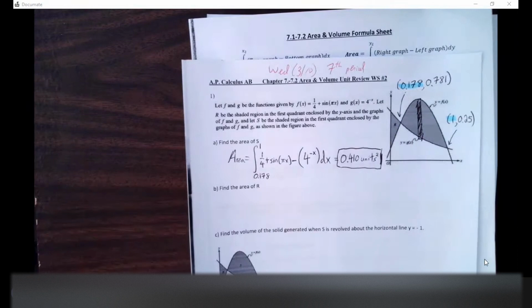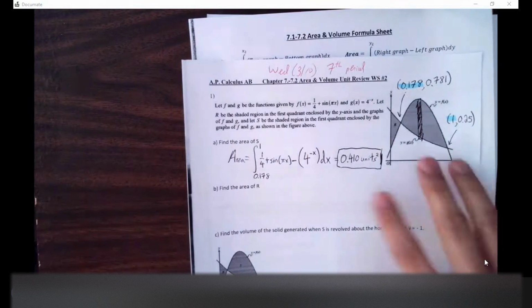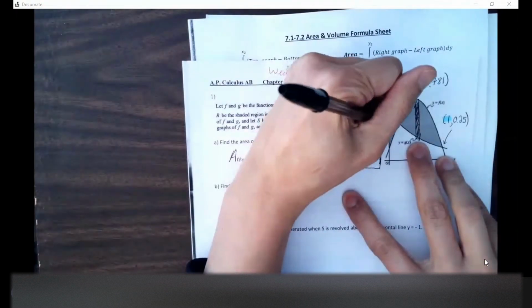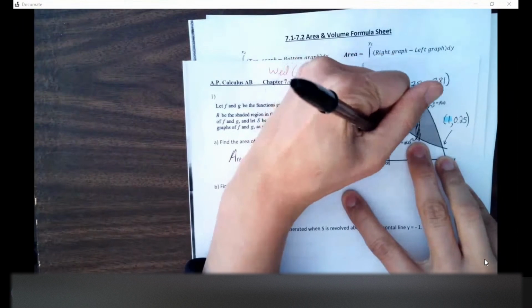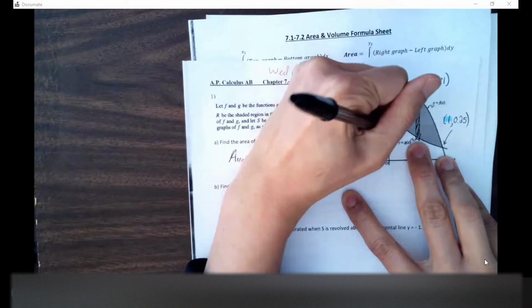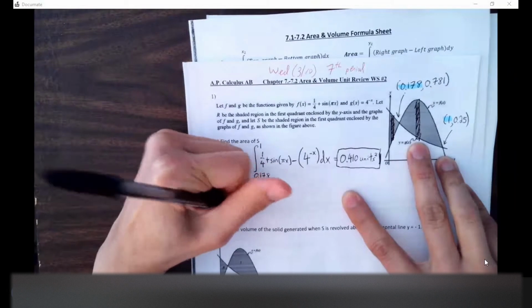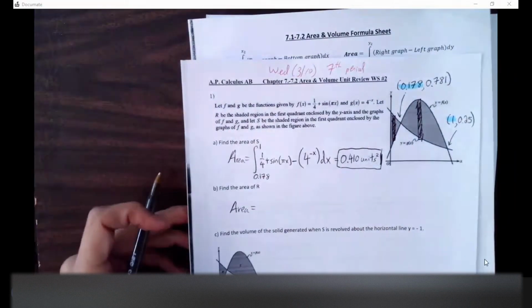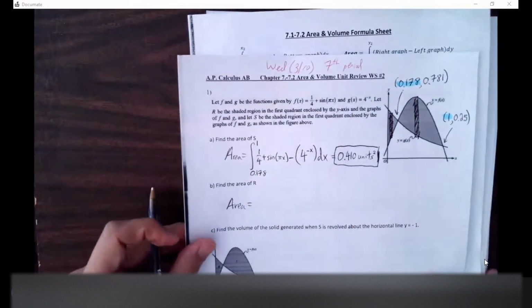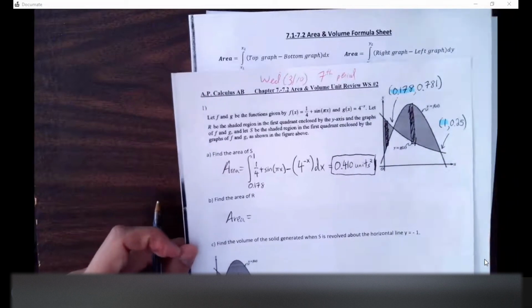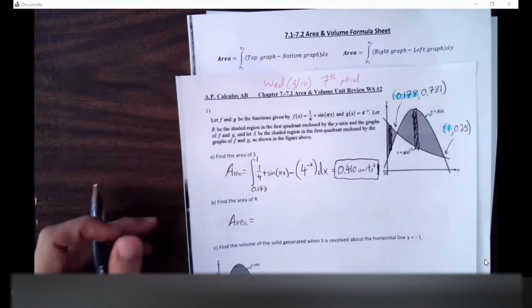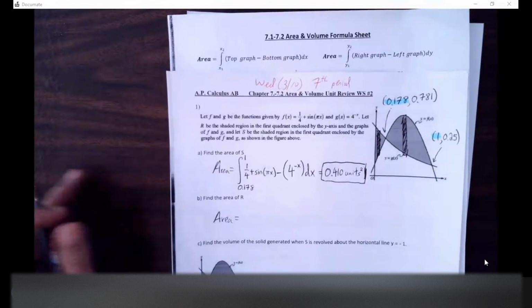All right, part B, find the area of R. Now we're looking at this region here. So it looks like we can also do top minus bottom. I think the bounds are already identified for us. But what do you notice is different about this top minus bottom? Anything stand out to you here?